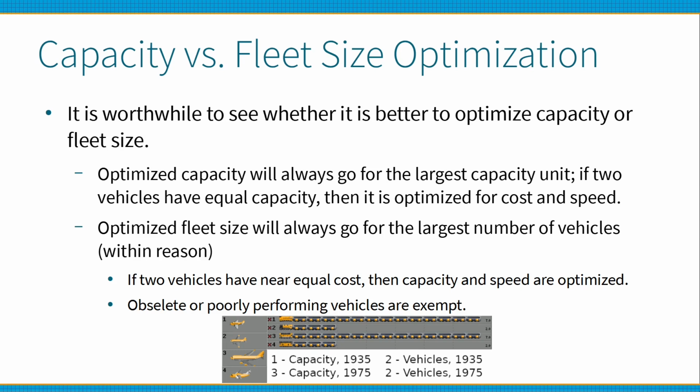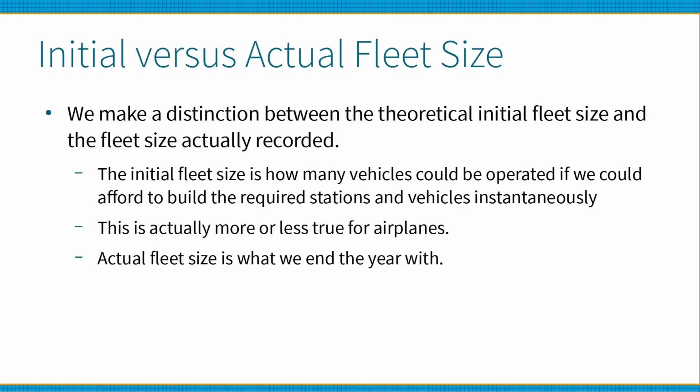Obsolete vehicles will be exempt at this point as well. So if you have a really old plane, and this is more for 1975, it won't be considered necessarily. We also make a distinction here between the theoretical initial fleet size, that is how many we could buy if we can instantaneously put down everything, and the actual fleet size that we have. The initial fleet size is something that we're going to target, but actual fleet size is basically what we end the year with.